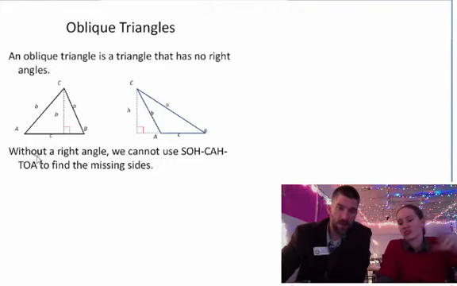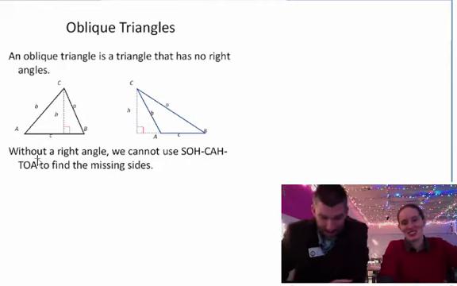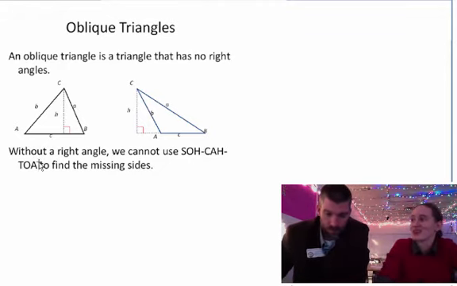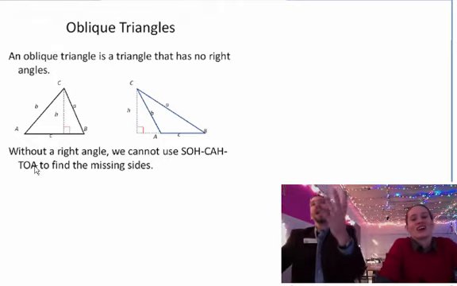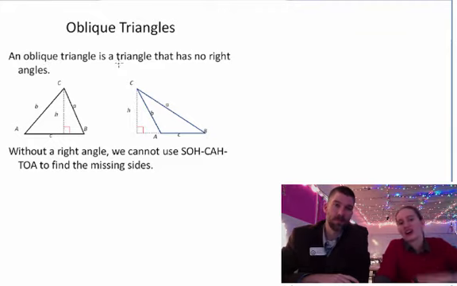Basically, we talked in chapter 4 about right triangles. In chapter 4, we talked all about right triangles. Guess what? Not all triangles are right. Some of them are this other word called oblique. Oblique triangles are triangles that have no right angles.